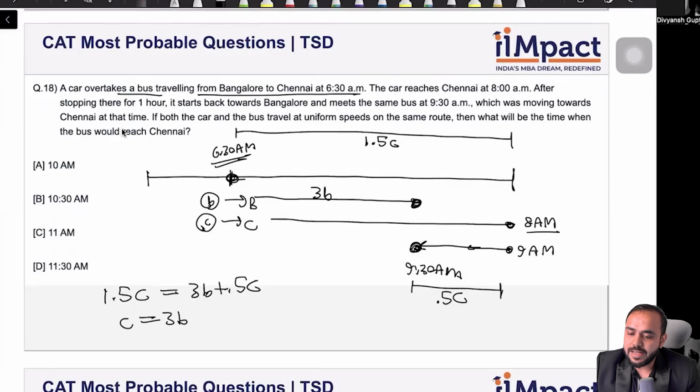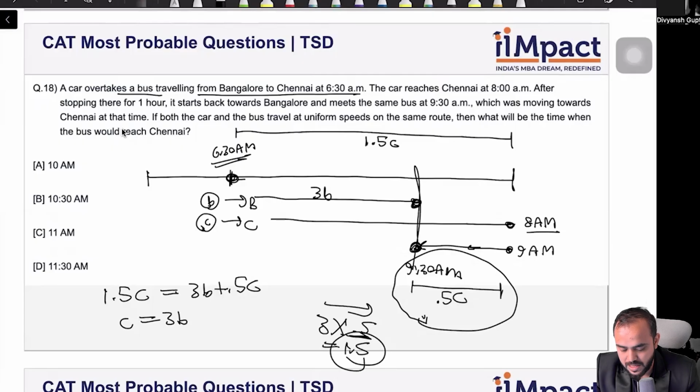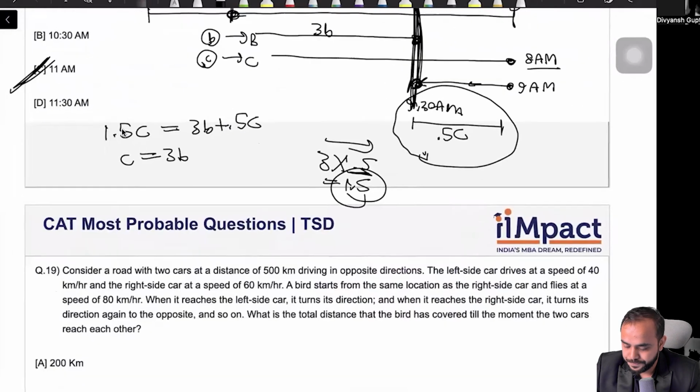So what this is telling me is the bus takes thrice the time to cover the same distance as the car, because their speeds are in the ratio of 1 is to 3. Car speed is 3 times that of the bus. So car took half an hour to cover this, which means the bus will take 3 times this, or 1.5 hours to cover this. Now this is 9:30 and the bus will reach the destination in 1.5 hours more, or 11 a.m. Option number C.